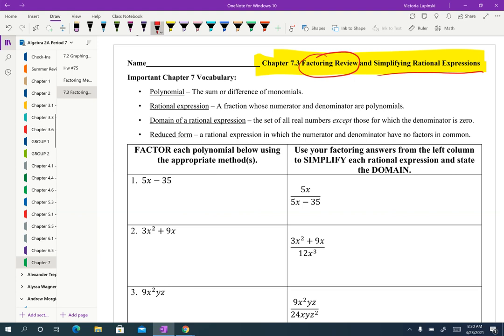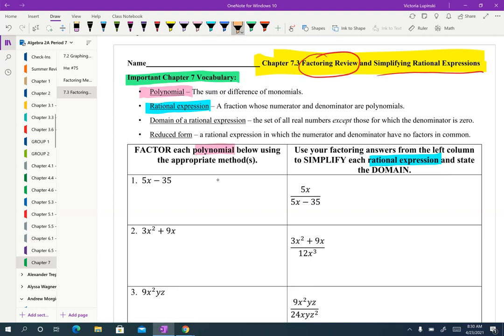In order just to keep it clear what I'm talking about as I go through these problems, I want to point out some important chapter 7 vocabulary. So first of all, a polynomial is the sum or difference of monomials. Basically everything along the first column here, those are all polynomials. Those are what you're going to be factoring. Then a rational expression, you saw some of those in the previous section.